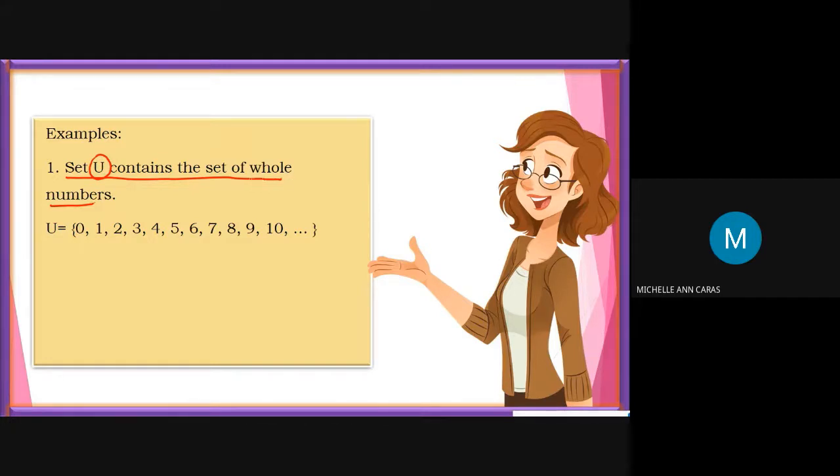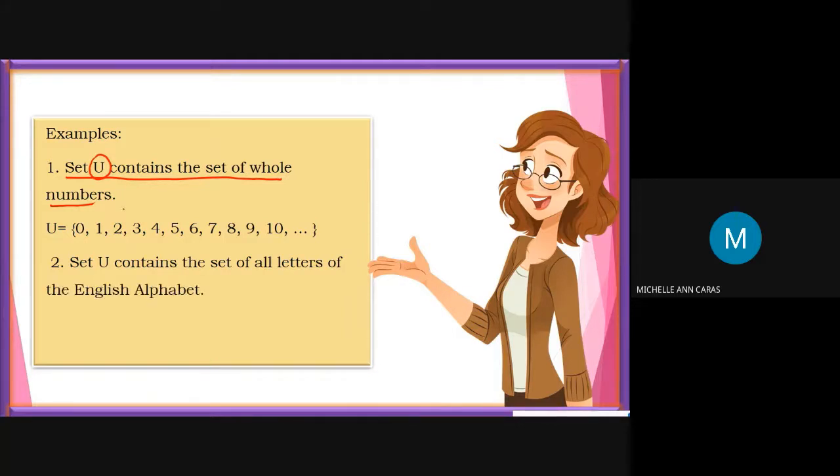So, set U contains a set of whole numbers. When I say whole numbers, class, these are numbers which always start from 0, followed by 1, 2, 3, 4, 5, and so on. Its value is endless, with no end. So, this is an example of a universal set. Okay, next, number 2. What other examples of our universal set are there?